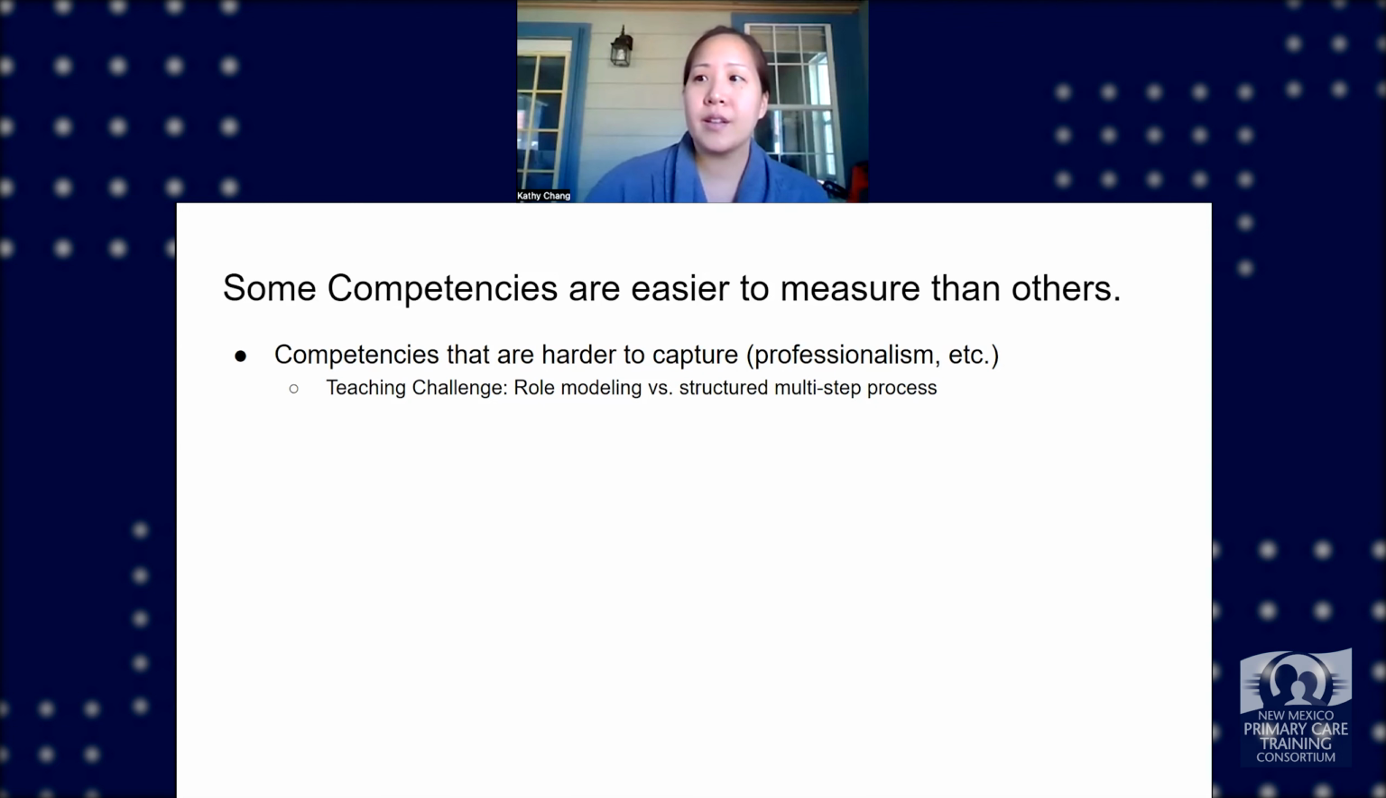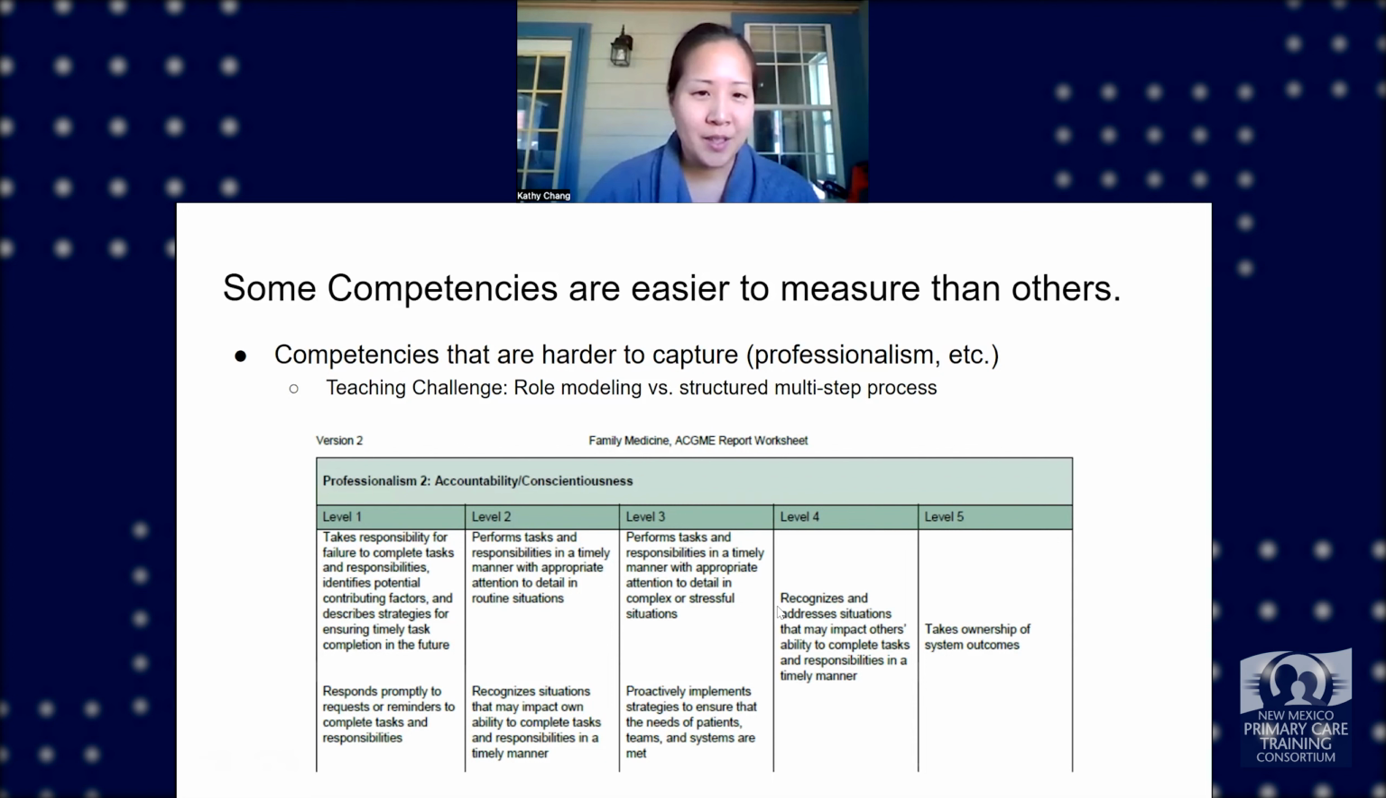So for example, right, this is the competency page, sub-competencies here. Are you responsible for completing your own tasks in a timely manner, right? And then can you do that when you're stressed out? And then can you see situations that make it hard for other people to do those things and help with that, right? So kind of gradations of these levels of accountability within this professionalism milestone. And then level 5 is you're taking ownership of system outcomes, right?